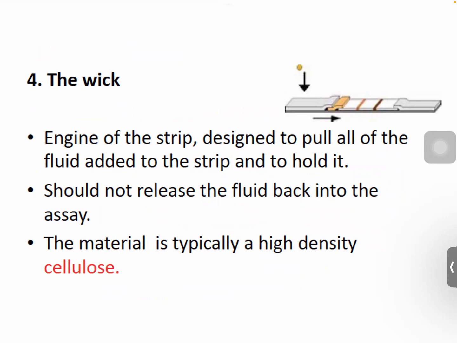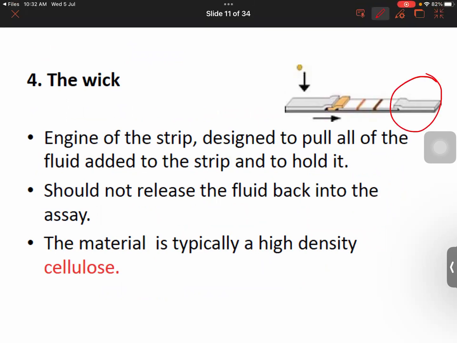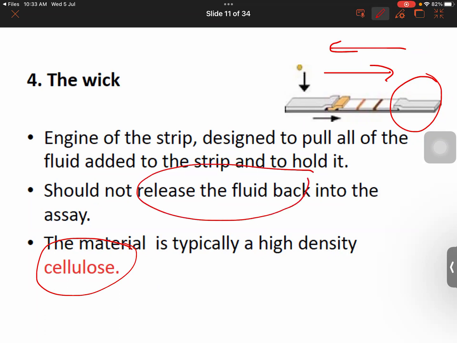And of course, the last one is the wicking pad. This is to pull the sample or whatever reactions towards the end. And it stops whatever liquids that have moved forward from moving backward. We do not want the whole lateral flow to swell, so we need to make sure that the wicking pad is functioning well. If not, then we do not want the fluid to be released back. The thing about this is we have to test whether the lateral flow is working or not.